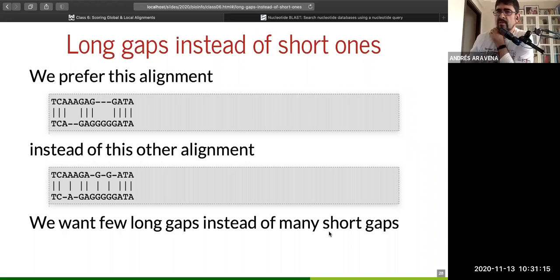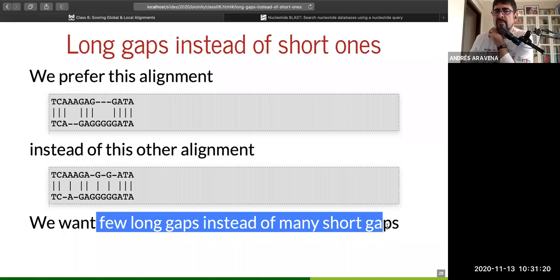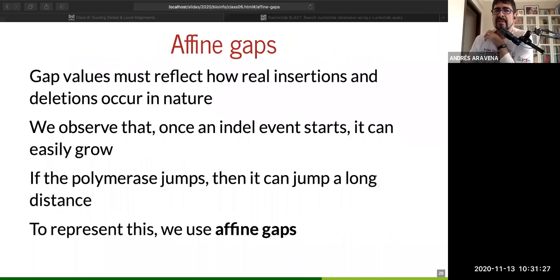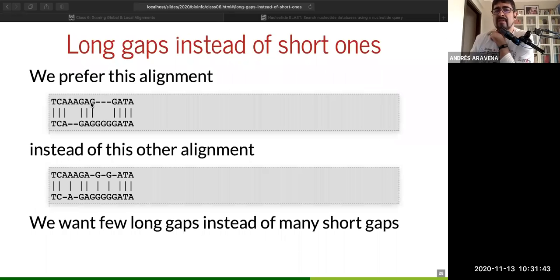I'm not going to go into too much detail, but this is a point that you have to keep in mind: from the biological point of view, you want long gaps. Now, how people do that, the keyword that you'll find is affine gaps. Once an indel event starts, it can grow. If the polymerase jumps, if you open a gap, it is hard to open a gap, but once you open it, it can grow easily.